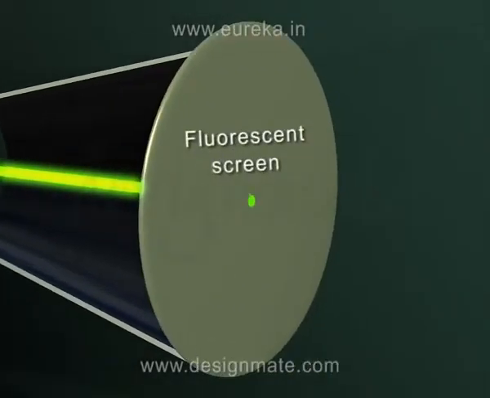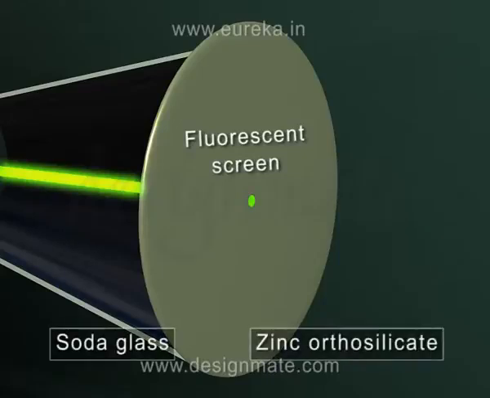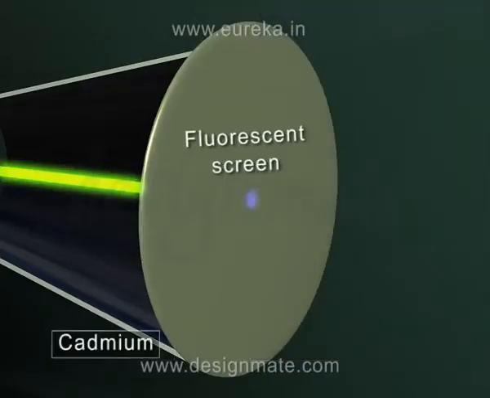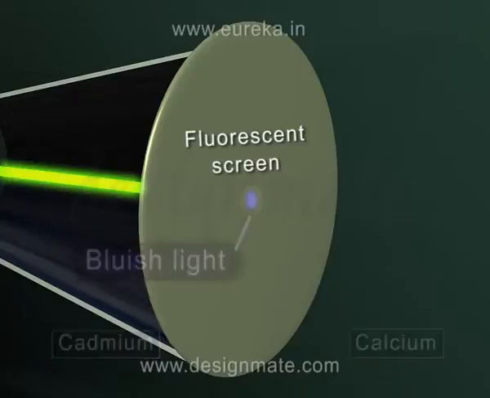Fluorescent screen. This screen is coated with some fluorescent material called phosphor, on which the bright spot of the electron beam is obtained. The color of light depends upon the nature of the fluorescent material. For example, the screen coated with soda glass or zinc orthosilicate gives off green light when an electron beam strikes it, while a cadmium and calcium coated screen gives off a bluish light.